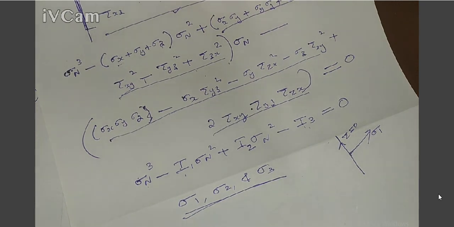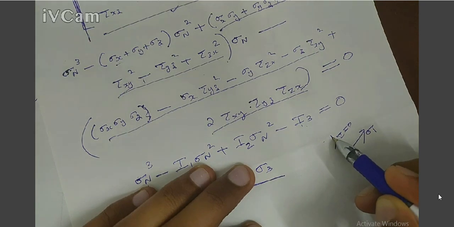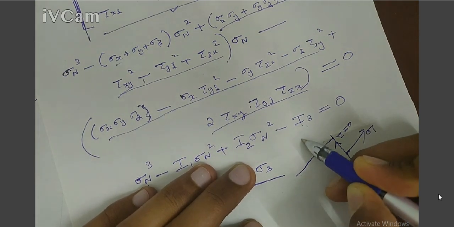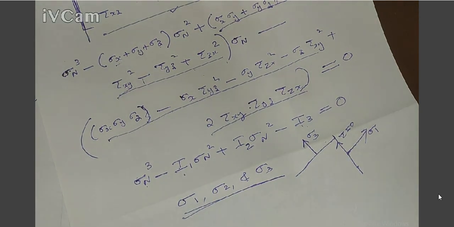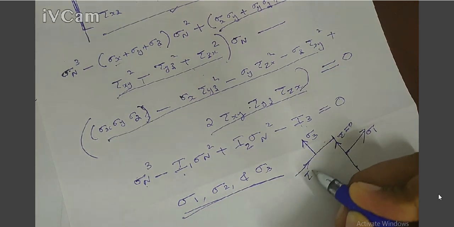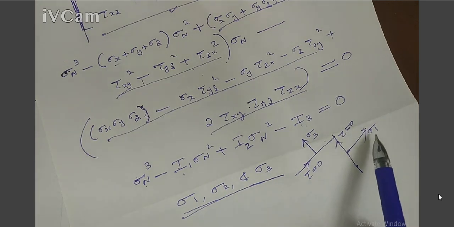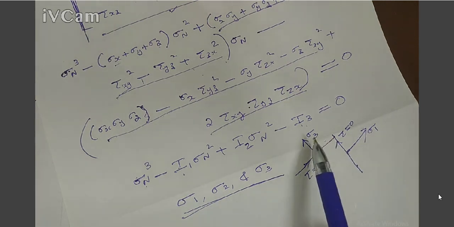And there is another plane, at an angle of 90 degrees to this plane. This is the principal plane, and this one is also a principal plane where sigma 3 is acting. Here also shear stress will be 0. This is the major principal plane where the maximum normal stress is acting, and this is the minor principal plane where the minimum normal stress is acting.